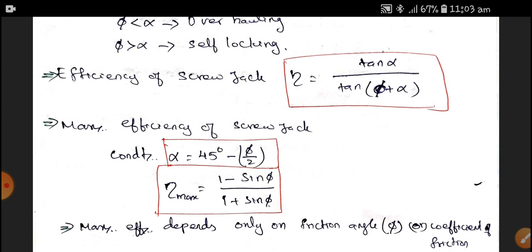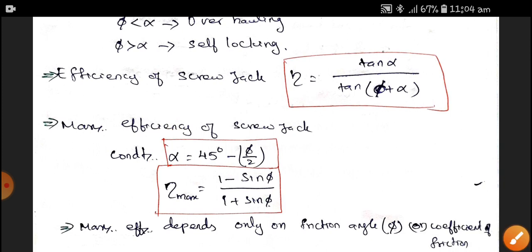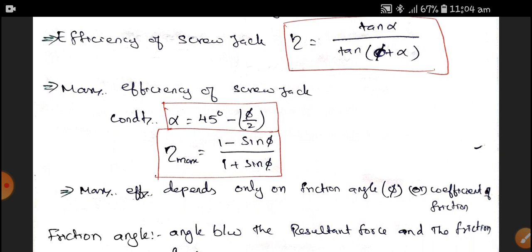Here there is a condition for the maximum efficiency. For the maximum efficiency, alpha is equal to 45 minus phi by 2. That is, the helix angle is equal to 45 minus the friction angle by 2. If we substitute 45 minus phi by 2 instead of alpha, the formula becomes efficiency eta is equal to (1 minus sin phi) divided by (1 plus sin phi).